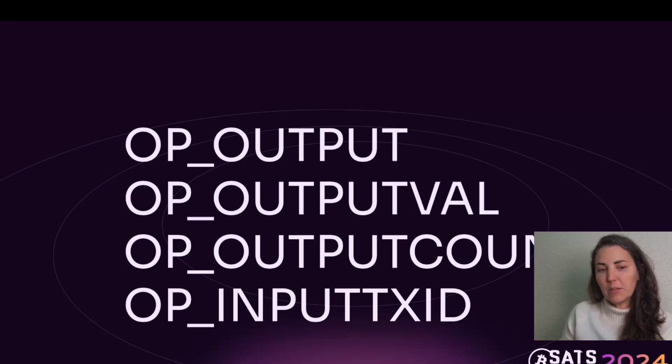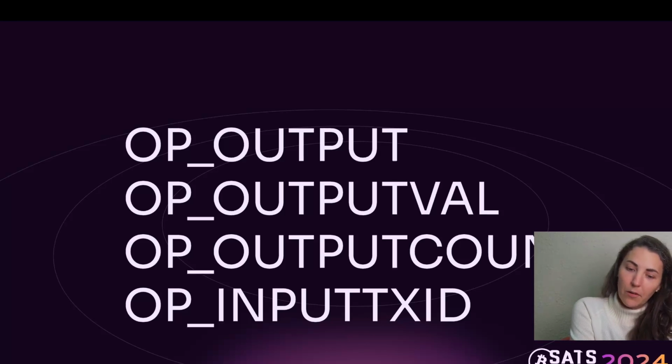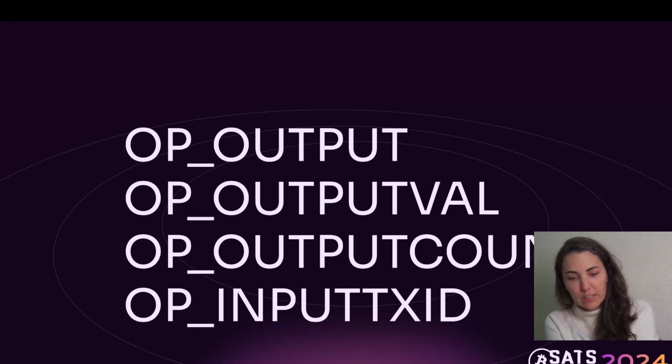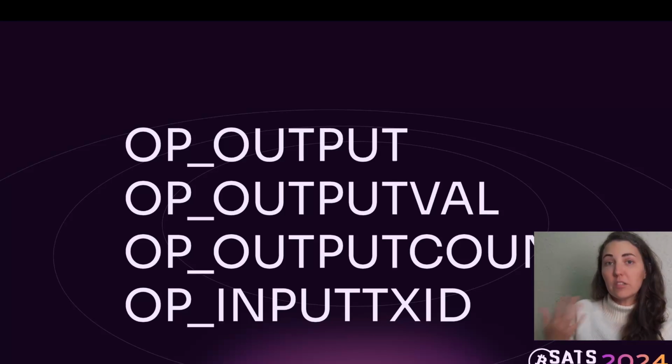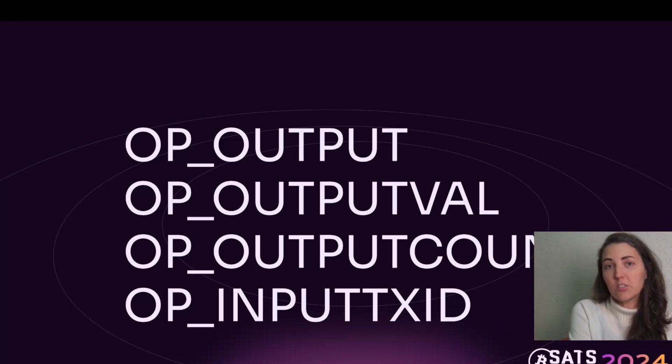So you could come up with a bunch of different opcodes for each of the different fields in a transaction, like the number of outputs, output count, the TX-ID of an input, that kind of thing. This is something you could add, and it will let you introspect a lot of different information about a transaction where Bitcoin is being spent.